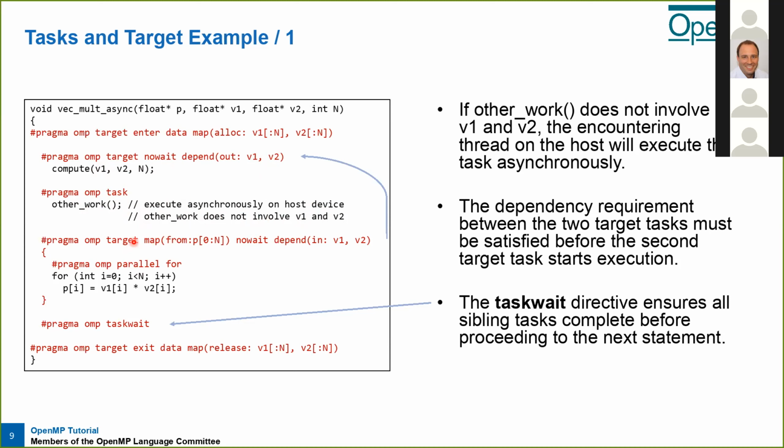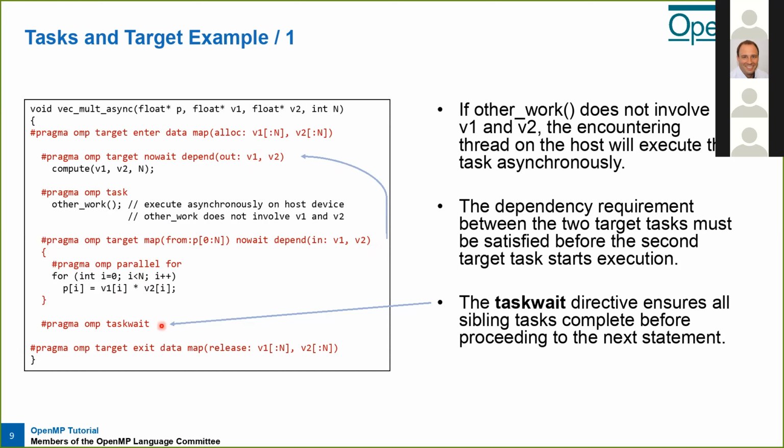Here we have again the target, a no wait dependency with V1 and an input dependency with V1 and V2. So that means this task waits for this task. It contains a parallel for. So again, this is a task and a kernel that's being executed on the device, but it has an input dependency. And with that, it waits for the other kernel on the device. So it will be only executed after this one has been completed.